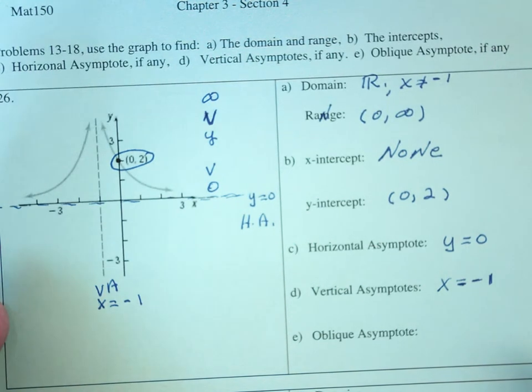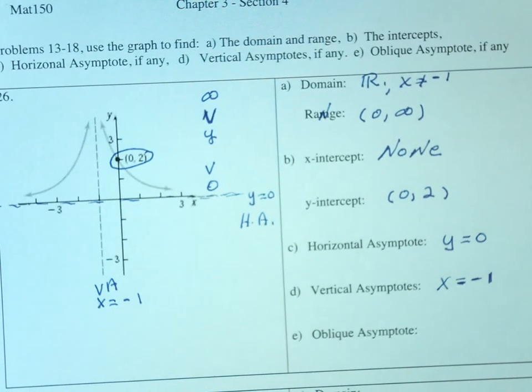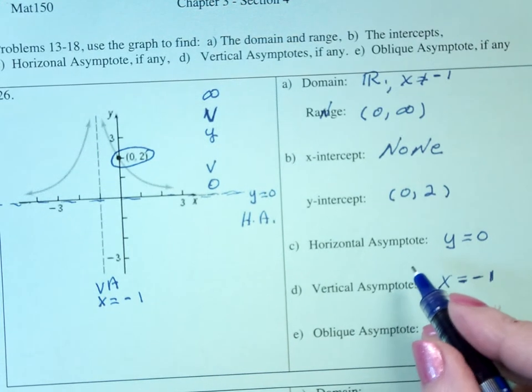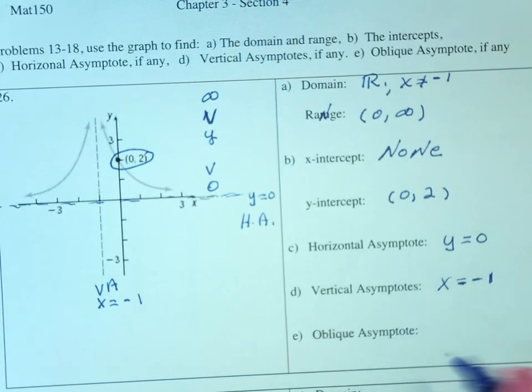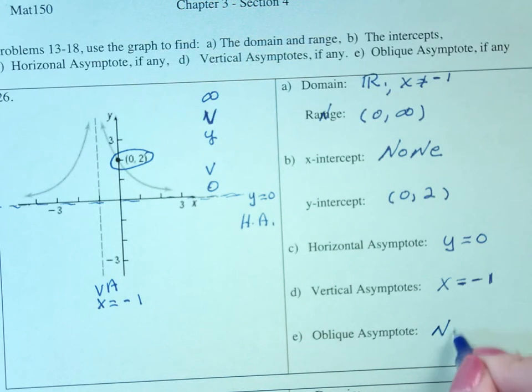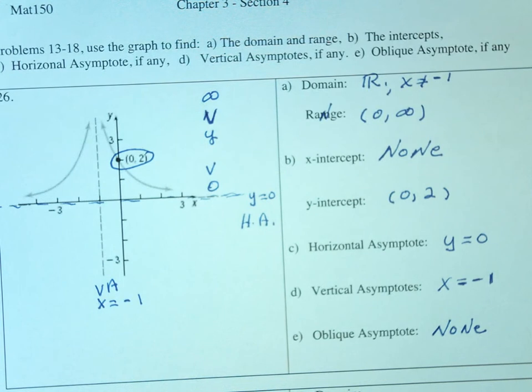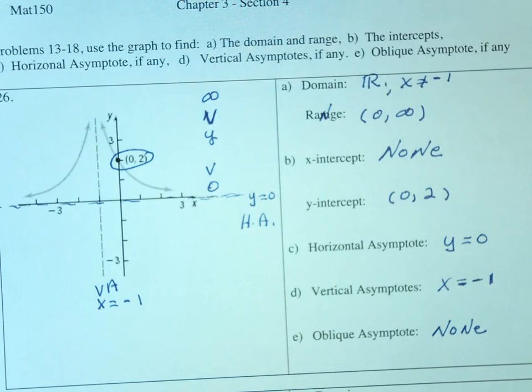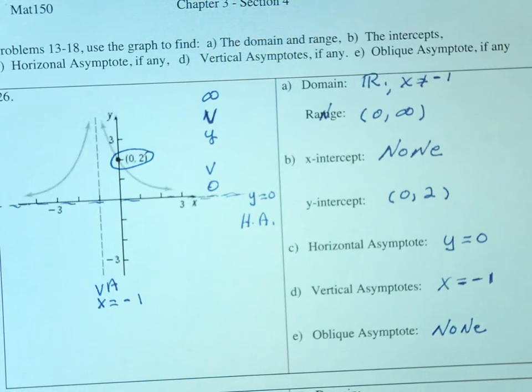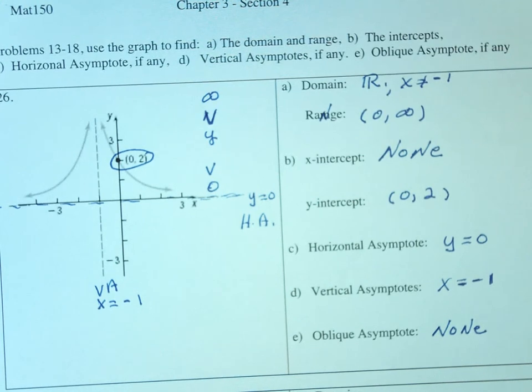And oblique asymptote. Oblique means I'd have a dotted line that forms an X. And if I already have an end behavior asymptote, namely horizontal, you're not going to have another one. So there are none. A VA is the vertical wall that the graph never crosses. It can cross the HA, although we're not going to spend much time looking at those in this class. But it would never cross a VA.